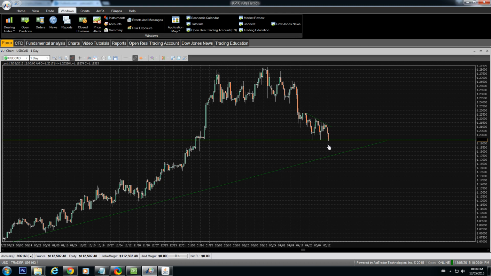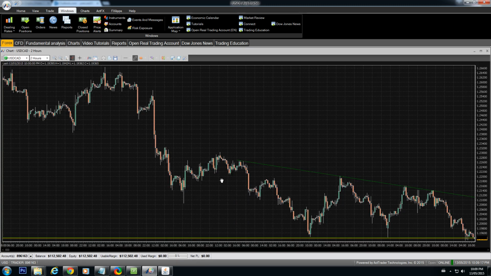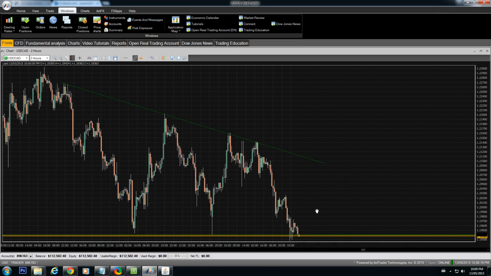It may not, but it seems to be. It's most likely going to touch this. I doubt it will break it. It's very rare that it makes these huge breaks. So we're not going to trade this, but we can keep an eye on it because if it does come back up there, which can happen within a day or two.